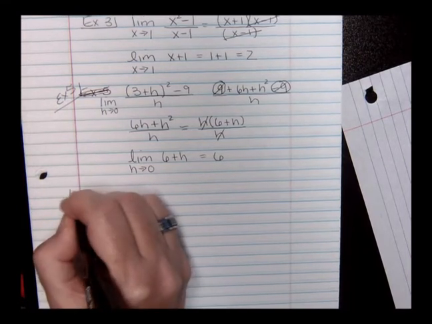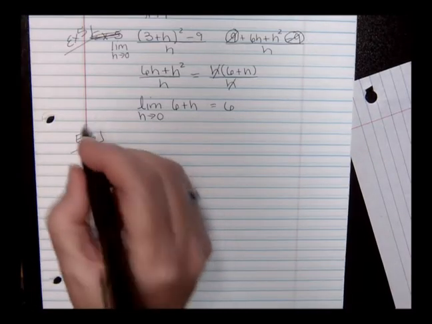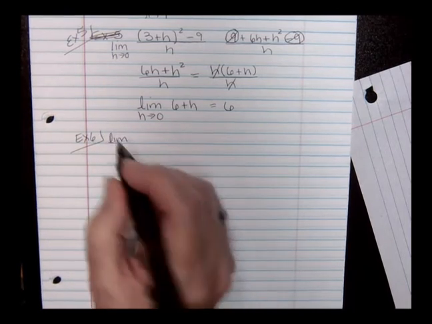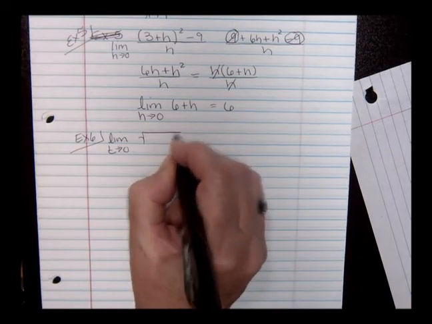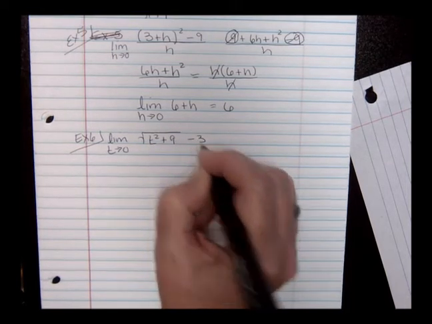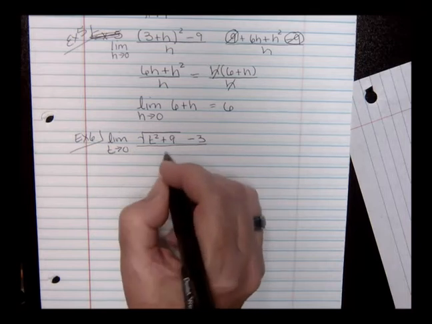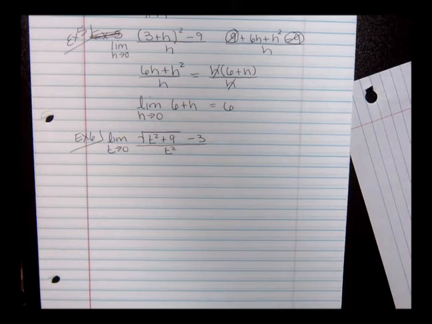All right, example 6. So I have the limit as t approaches 0 of the square root of t squared plus 9 minus 3, all over t squared. Okay. Now I'm looking at this saying, well, I can't plug my 0 into my equation. And I don't really see any way that I can simplify it.